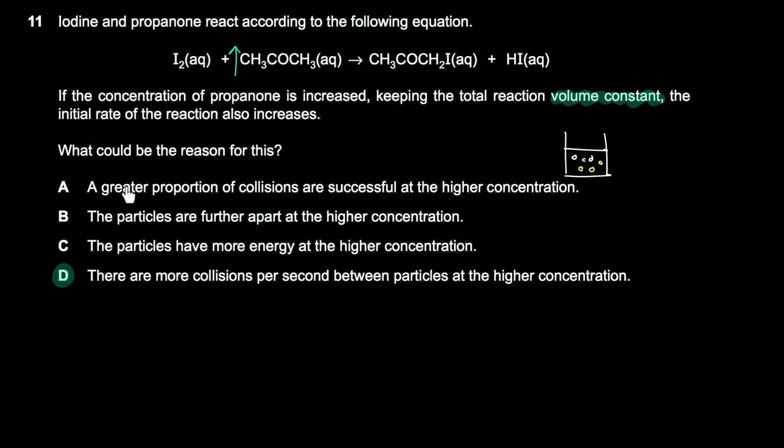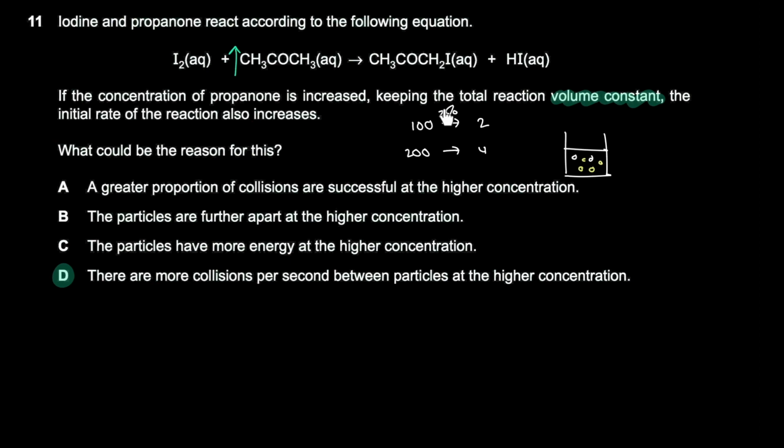Note that A is incorrect. Not a greater proportion of collisions are successful. This would mean that a greater percentage of the collisions are successful. That's not true. So for example, let's say you had 100 collisions per second and 2% of them were successful, you get 2 successful collisions. Now let's say we have 200 collisions per second. Now we have 4 successful collisions.